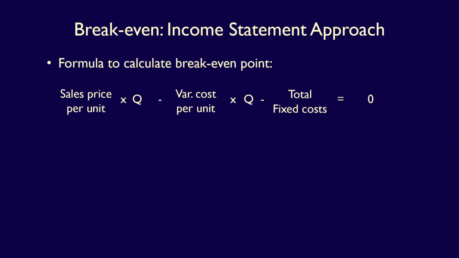We now know that the formula method uses the following formula to calculate the number of units necessary to break even. Sales price per unit multiplied by Q minus variable cost per unit multiplied by Q minus total fixed cost is equal to 0. Because, again, break even is where operating income is equal to 0.